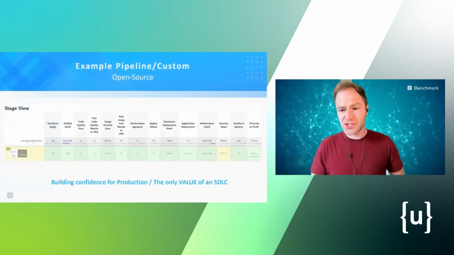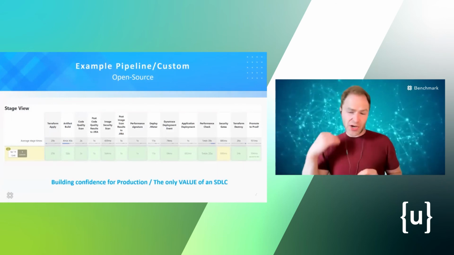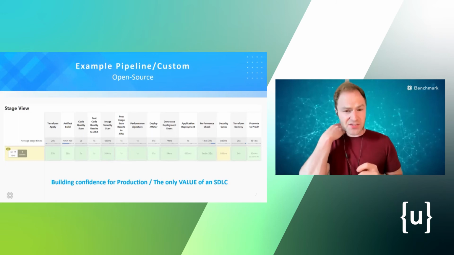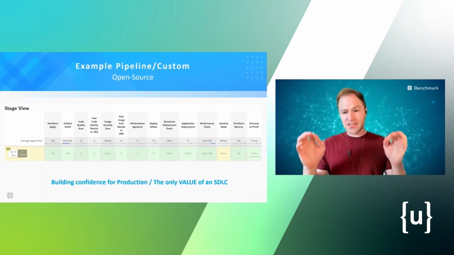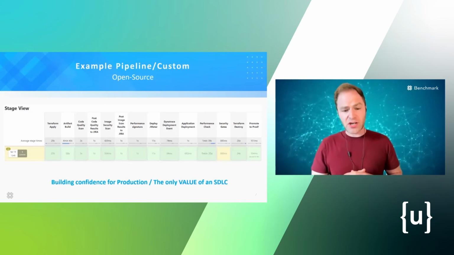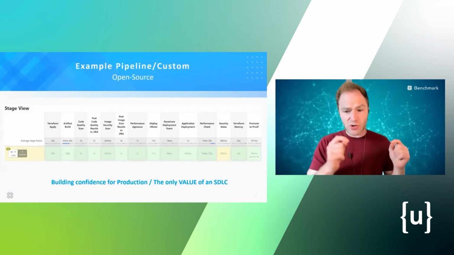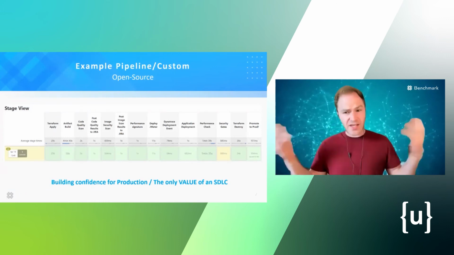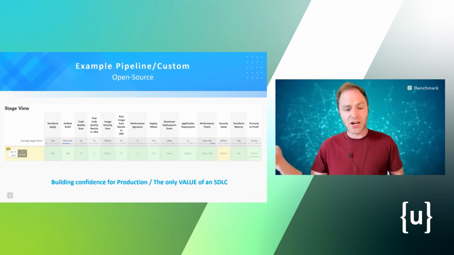And if I'm passionate, that's just how I work. This is an example pipeline. I'll actually show you one in Harness as well, because I think they simplify how you can do verification within a pipeline. This is an open source example that I wanted to share. Building confidence for production is the value of the SDLC, nothing more. What does the SDLC exist for if it doesn't provide confidence to actually go to where the customers are?